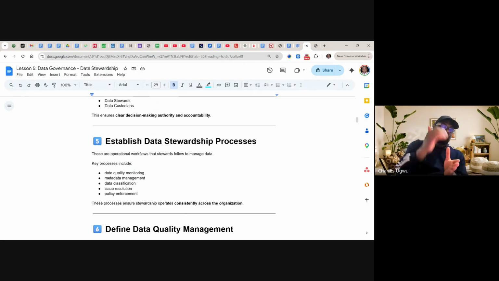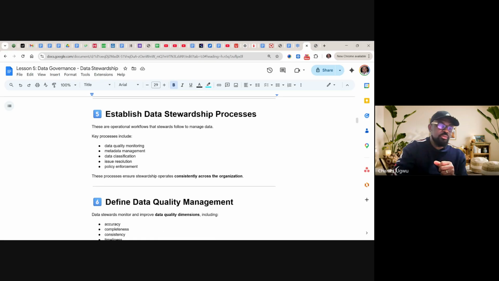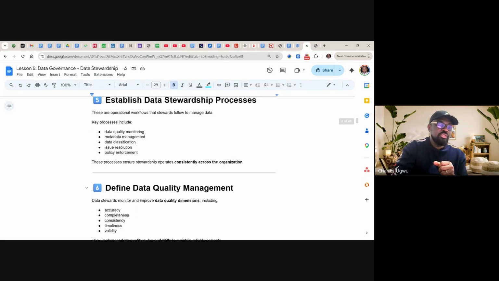Everything you are going to do as a steward is something we have already spoken about. This process ensures stewardship operates consistently across the organization. Then number 6, define data quality management.